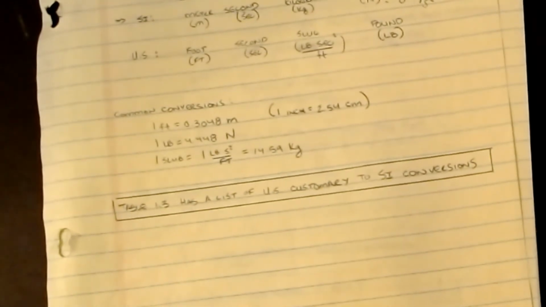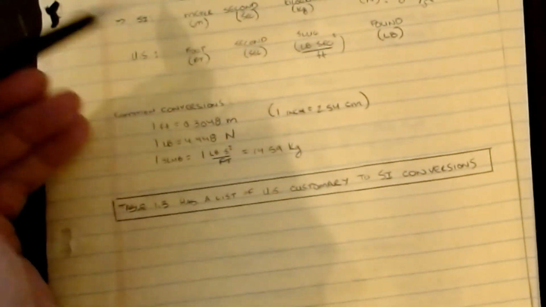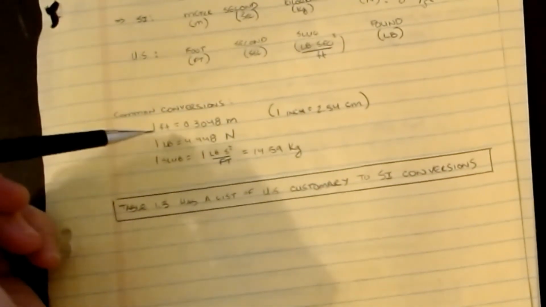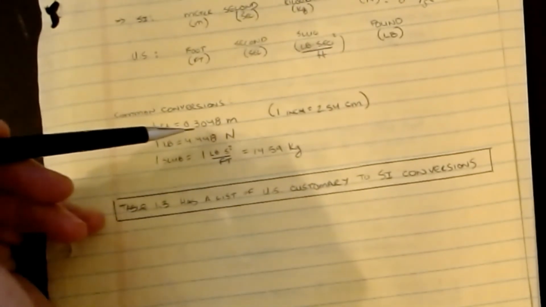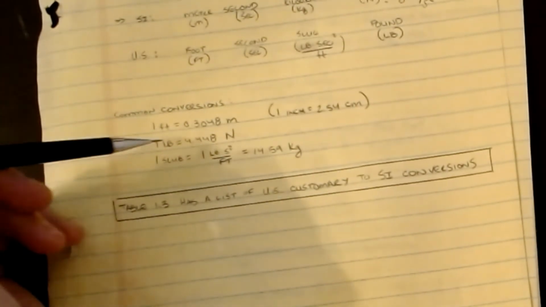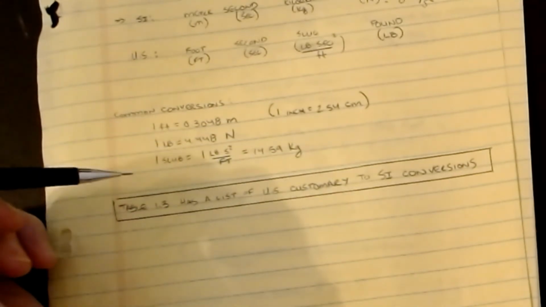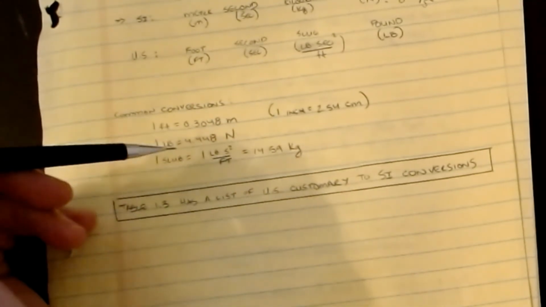A couple of conversions. Again, most calculators will do this, or you may already know these values, so I can switch between SI and US units. We know that 1 foot is equal to 0.3048 meters. 1 pound is 4.448 newtons, and 1 slug, which is 1 pound second squared per foot, is equal to 14.59 kilograms. And of course 1 inch is also approximately 2.54 centimeters.